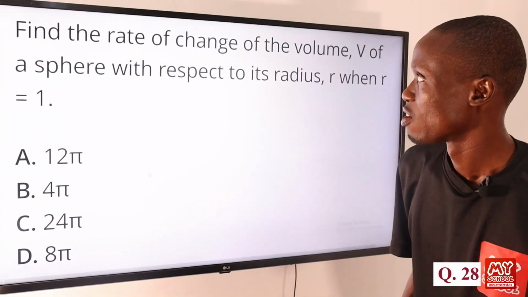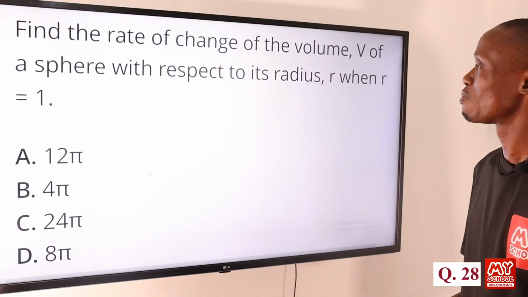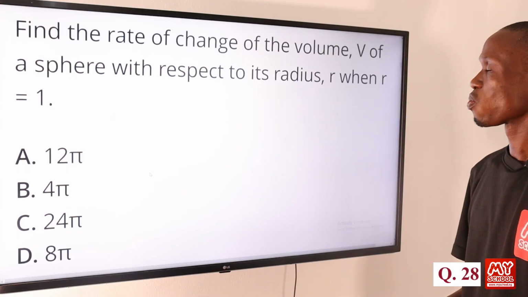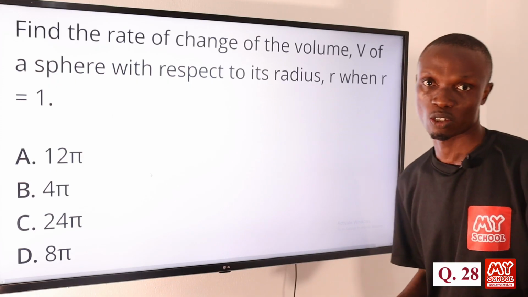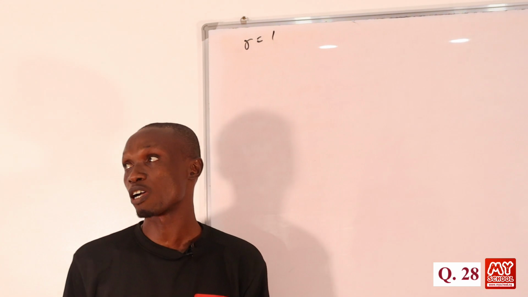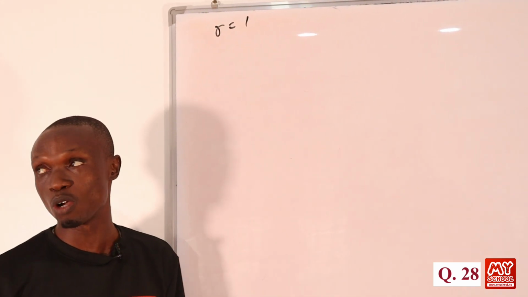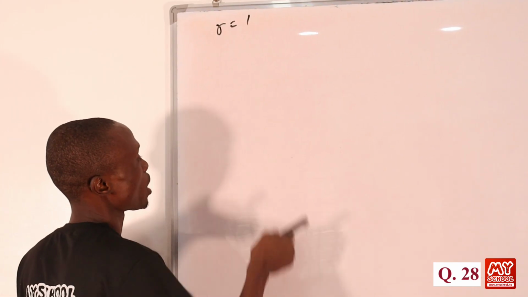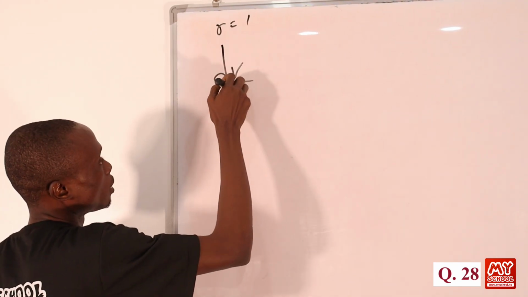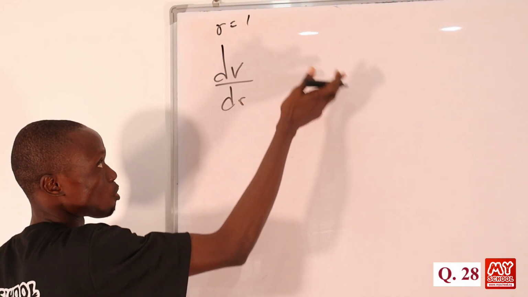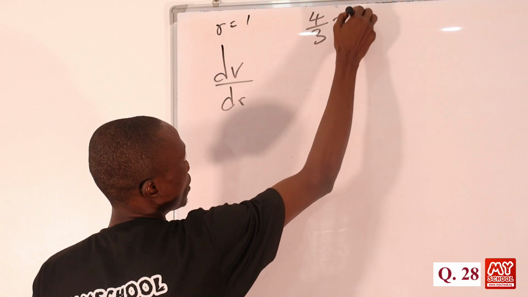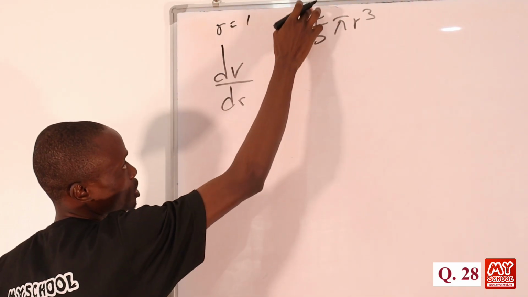Question 28. Find the rate of change of the volume V of a sphere with respect to its radius r when r is equal to 1. So let's move over to the board to provide the answer to this question. Since we are asked to find the rate of change of the volume of a sphere with respect to its radius, simply what they're asking us to find is dV/dr, the derivative of the volume of a sphere. And we know that the volume of a sphere is 4 over 3 pi r cubed. So we are expected to differentiate this.